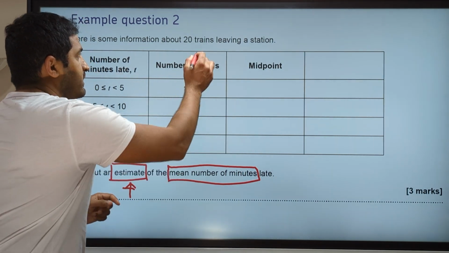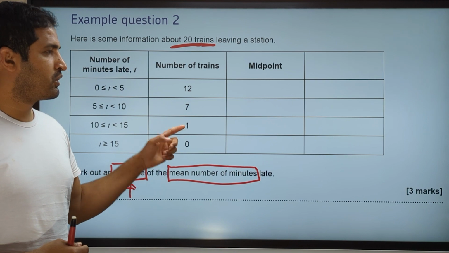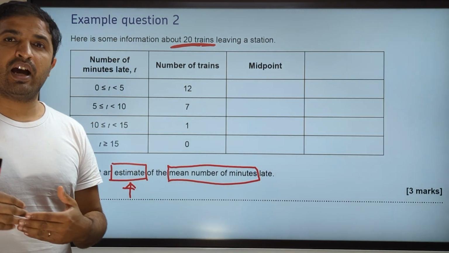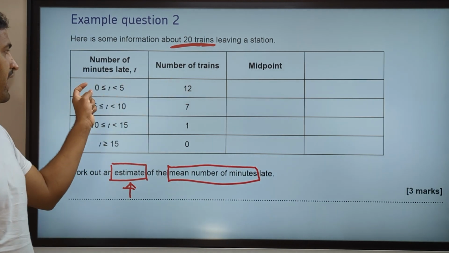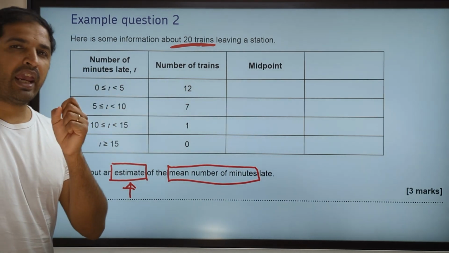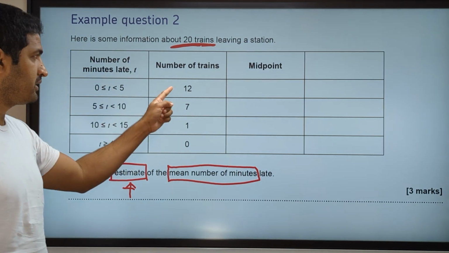So there are 20 trains, that's what we're given here. 20 trains, and how many of those trains are late and how many minutes they are late by. So if you record that information, we're saying these 12 trains were late between 0 to 5. Can anyone tell me how many minutes exactly these 12 trains were late?